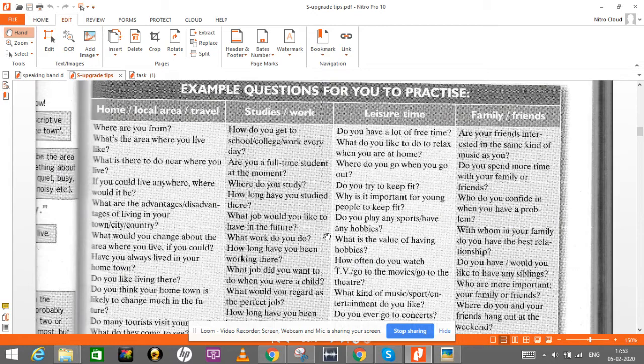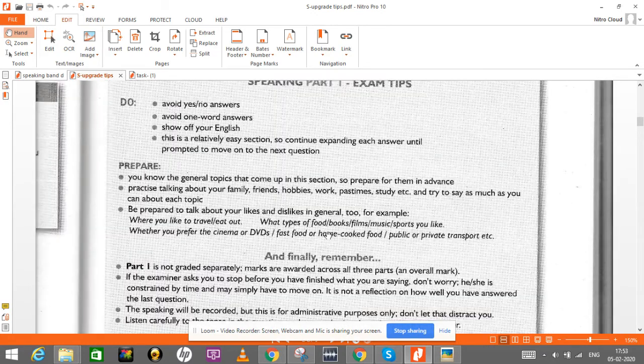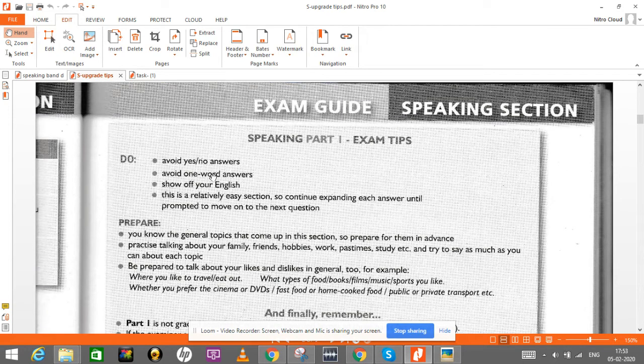So here, what I'm going to show you is what you're going to avoid. If you see here, you've got to avoid yes or no answers. You've got to avoid one-word answers, and basically you've got to show off your English. So let's say a close-ended question is asked to you, which is, do you have friends? We all know that all over the world people have friends, so such obvious questions are also asked.